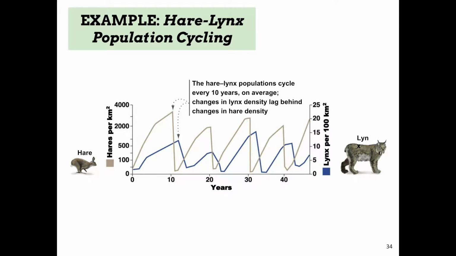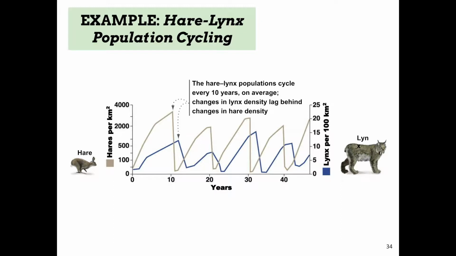The y-axis for hares is logarithmic to compress the values so they can be compared more easily to changes in the lynx population. The hare and the lynx population cycle every 10 years on average. And then the third key point is that changes in lynx density lag behind changes in hare density by about 2 years. So the snowshoe hares are herbivores and they subsist on leaves and stems that grow close to the ground, whereas lynx are predators and they subsist mainly on the snowshoe hares.